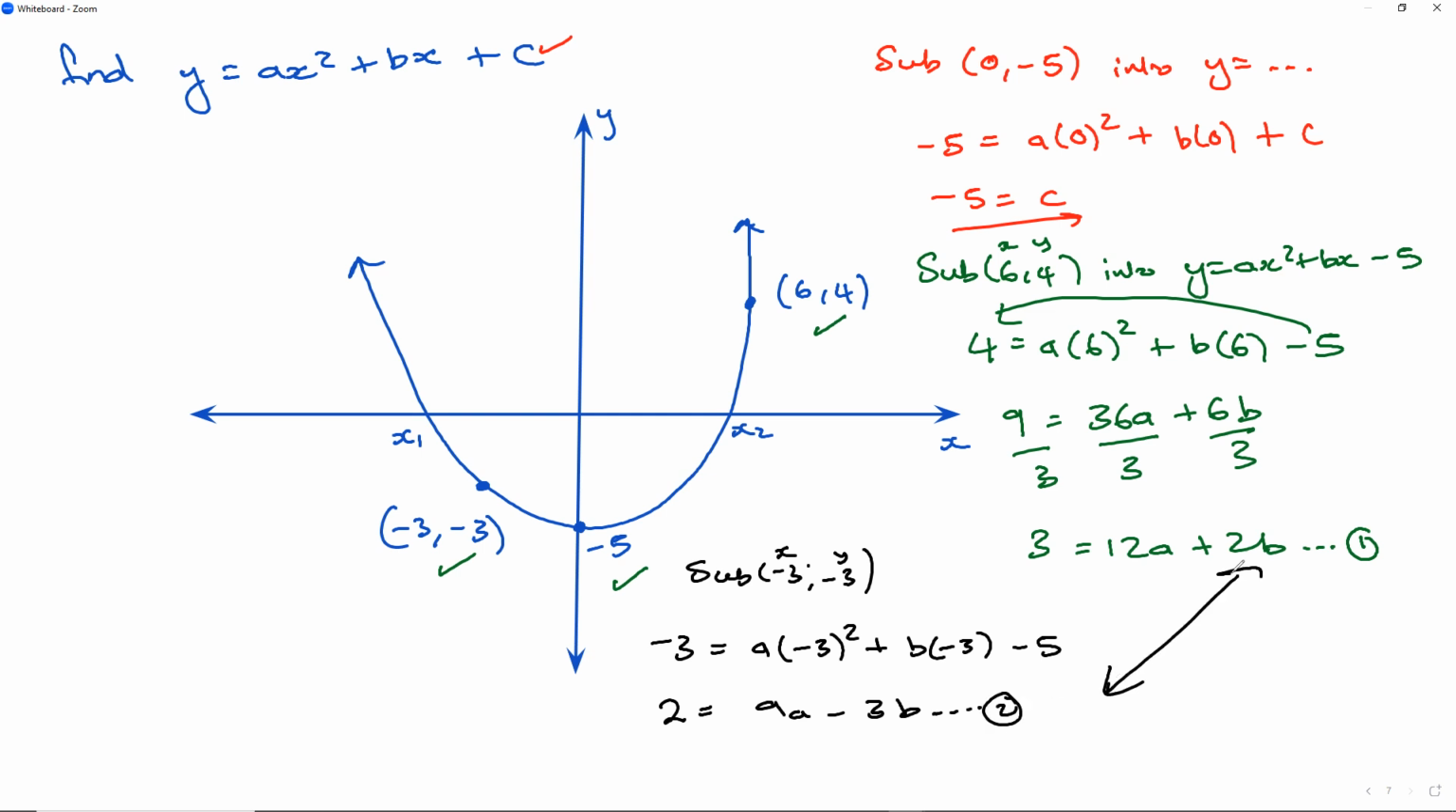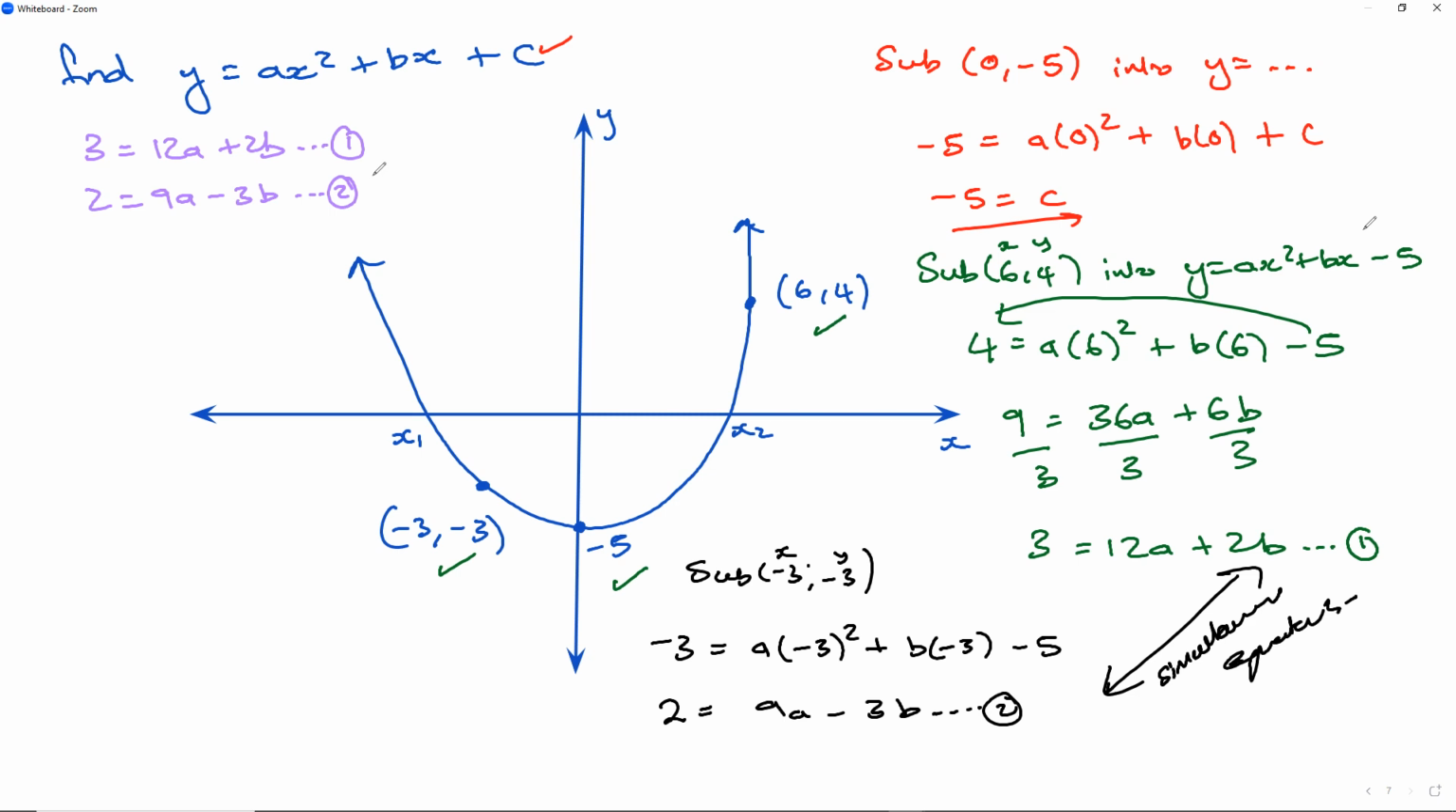Now I'm going to take these two equations and solve them simultaneously. So simultaneous equations is where we need to be heading. I'm going to take the first equation right over here: 3 equals 12a plus 2b, and 2 equals 9a minus 3b.